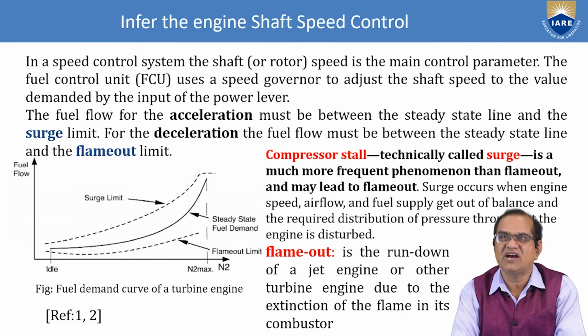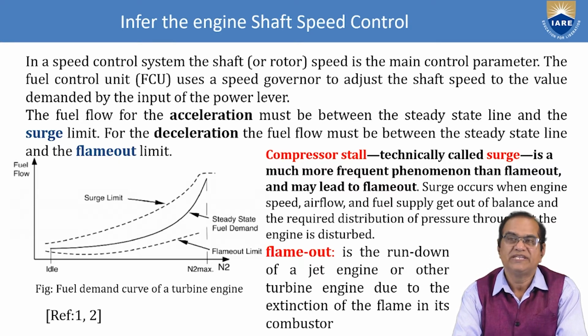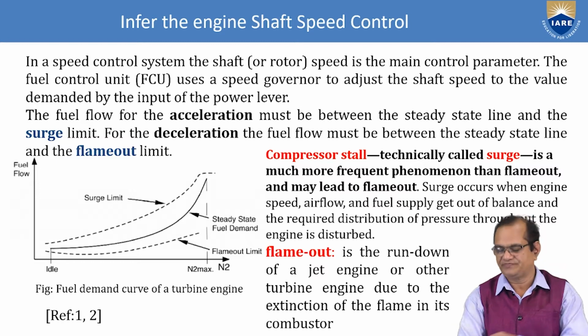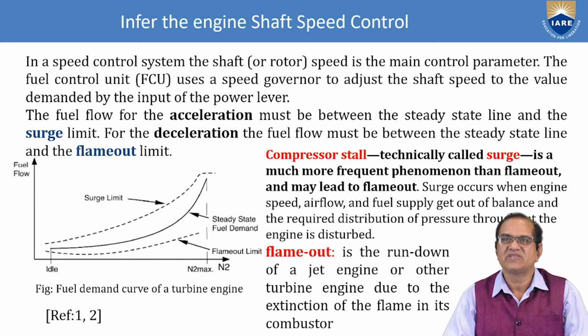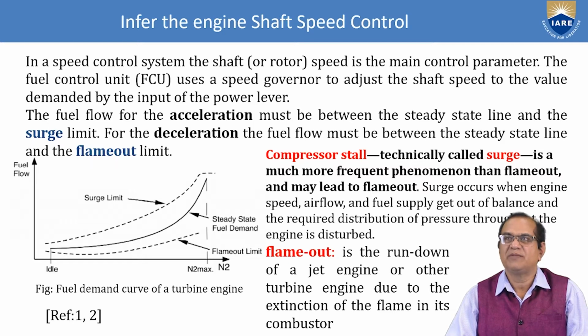Next question is, infer the engine shaft speed control. So this is another system by which we can control the speed of the shaft of the engine. In a speed control system, the shaft or rotor speed is the main control parameter. The fuel control unit, FCU, uses a speed governor to adjust the shaft speed to the value demanded by the input of the power lever. The fuel flow for the acceleration must be between the steady state line and the surge limit. For the deceleration, the fuel flow must be between the steady state line and the flame out limit.